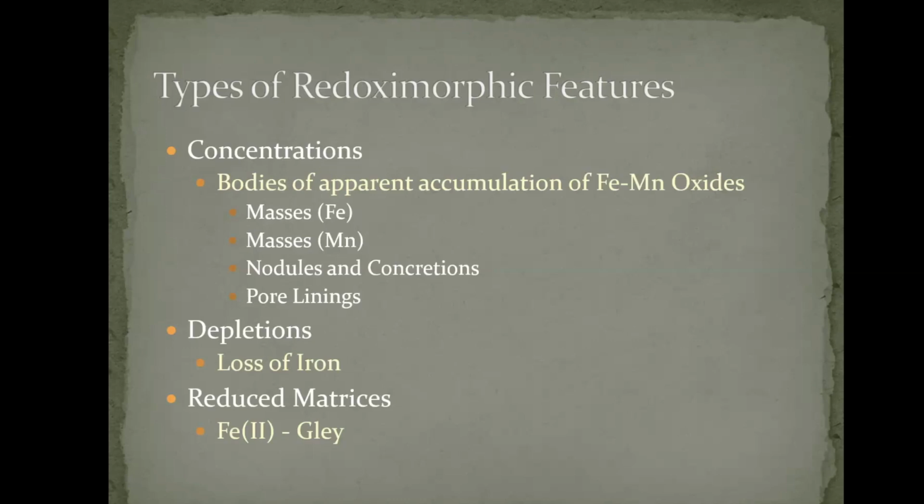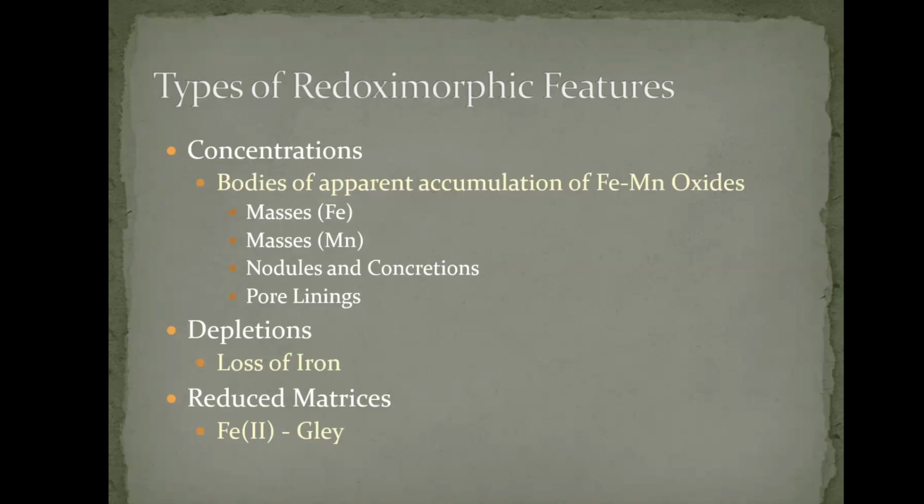So the types of redoximorphic features that we can have, and I mentioned some of these in the beginning, is that we can have a concentration. That would be a body of apparent accumulation of iron or manganese oxides. It would be just a mass, sort of like a blotch. This is where we get our term mottle from. So it could be a blotch of iron or a blotch of manganese. We can have a nodule or concretion. They're a little bit different, like a firmer nugget of something. Or we could have a pore lining, a lining along a pore.